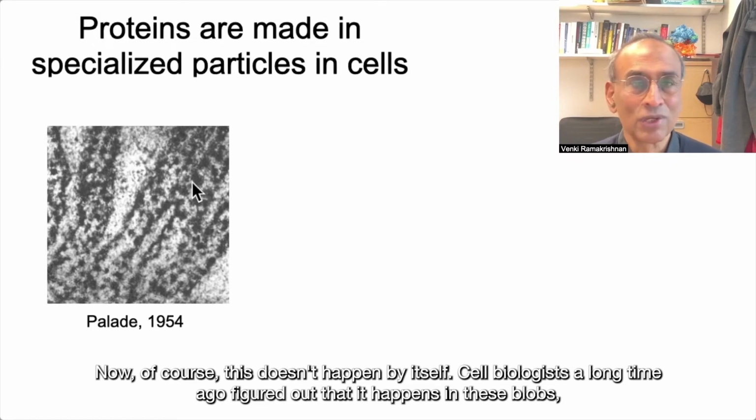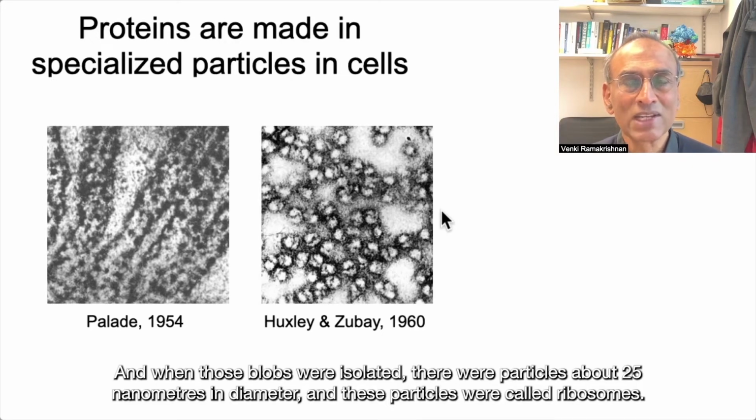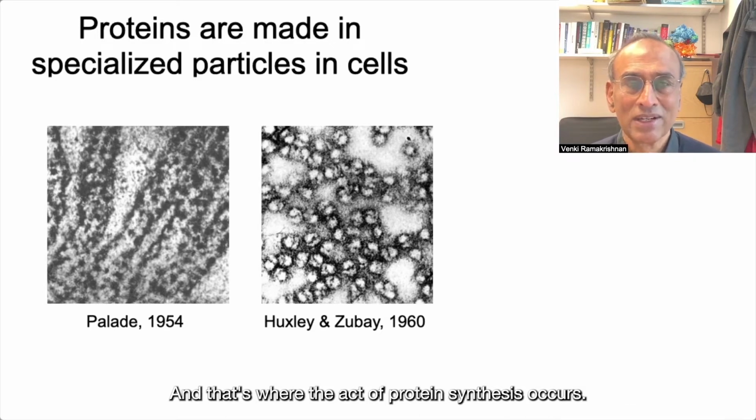Cell biologists a long time ago figured out that it happens in these blobs, which you can see on the left, on the endoplasmic reticulum. And when those blobs were isolated, there were particles about 25 nanometers in diameter, and these particles were called ribosomes, and that's where the act of protein synthesis occurs.